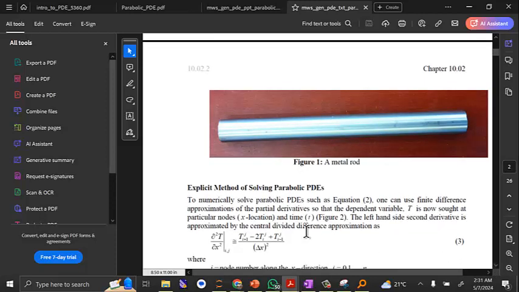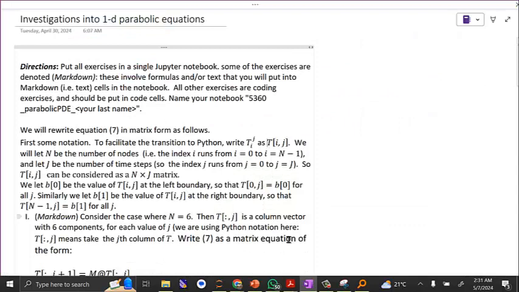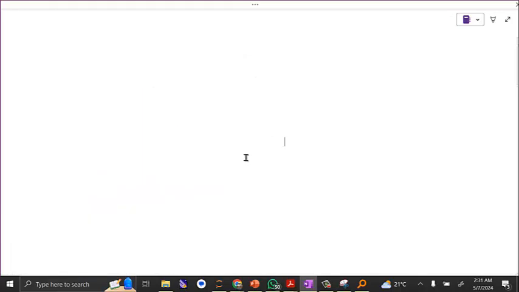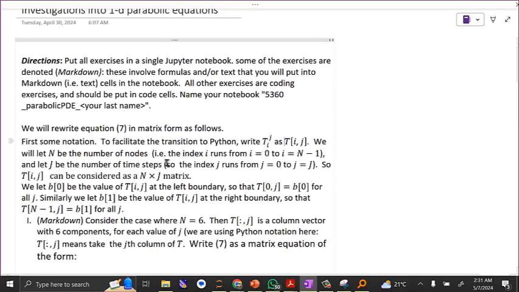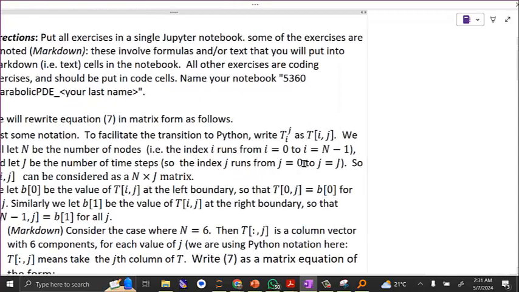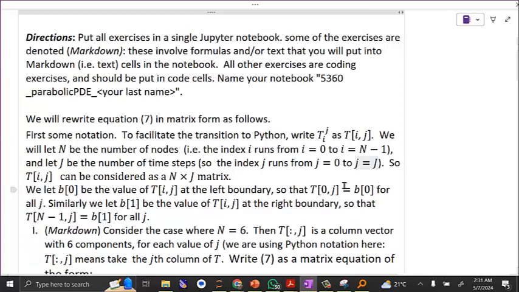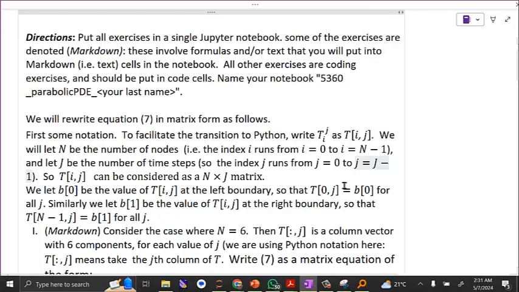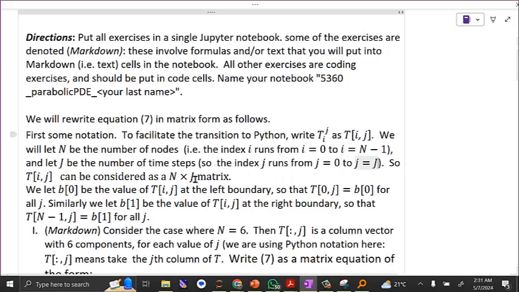So instead of writing subscripts and superscripts, we're going to put this in matrix form as T_ij. N is the number of nodes. So that means the index i runs from 0 to n minus 1. And capital J is the number of time steps. Actually, this should be J minus 1. Sorry, if that's the number. Well, no, it should be capital J because that's the number of steps. You start at 0 and you take J steps, so it should be J. Okay. So this is actually going to be an n times J plus 1 matrix.